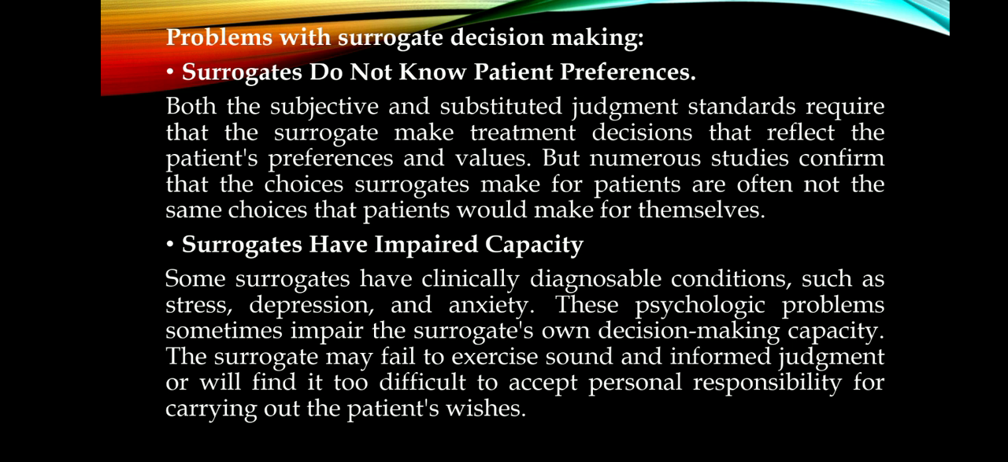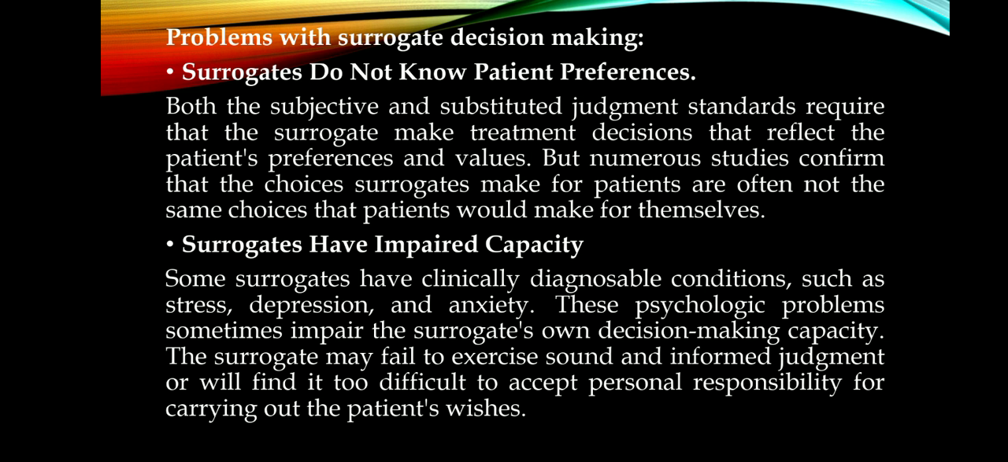Here, the surrogates should make decisions which would have been chosen by the patient if he was in a condition to take the decision. But most of the time, these surrogates may not have any idea about the choices that would have been made by the patient if they were in a well condition to make decisions for themselves.